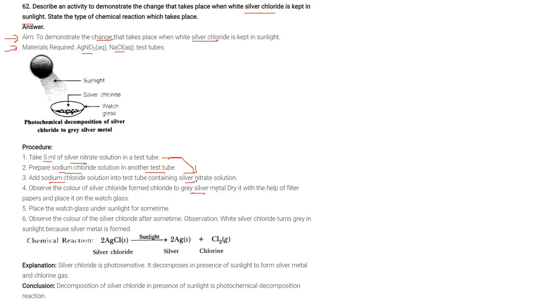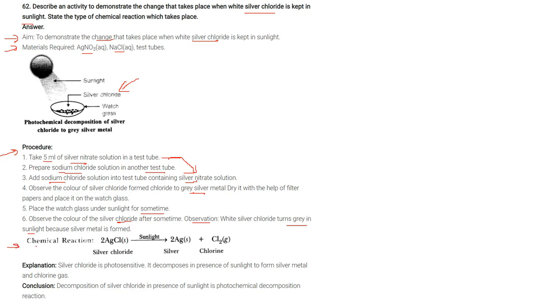The silver chloride is white in color. Dry it with the help of filter paper and place it in a watch glass. Because this silver chloride has been produced, we need to place the watch glass under the sunlight for some time. Then we will observe the silver chloride after some time. We have to write the observation properly, the way we wrote the procedure. The white silver chloride turns gray in sunlight because silver metal is formed.